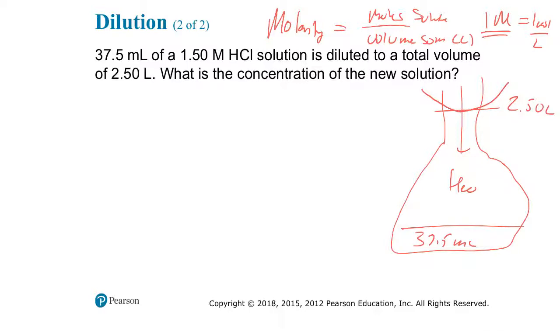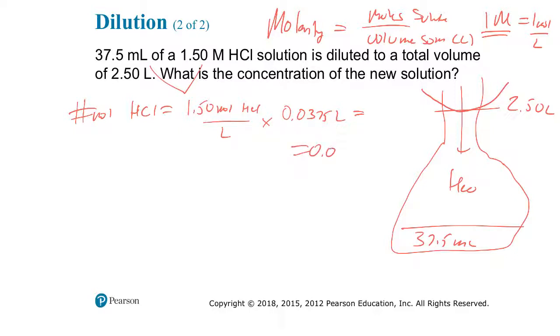Okay, so one of the things we might do is say, well, for this initial solution, the number of moles of HCl in that solution, I could calculate that just by taking the 1.50 moles of HCl per liter of that solution, and then we're using 0.0375 liters of that solution. So the initial HCl solution that we're starting with here contains 1.5 times 0.0375 moles of HCl. So that's 0.05625 moles of HCl.